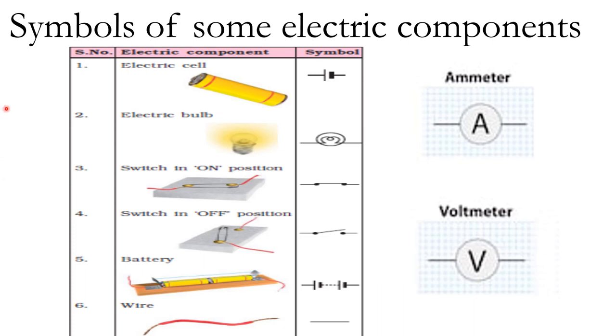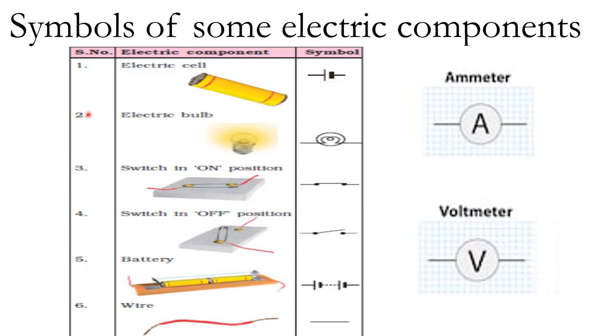Let's have a look at the symbols of some common electric components. Starting with number 1, electric cell. We already know that in a cell there are two terminals, a positive terminal and a negative terminal. Both these terminals are represented by vertical lines but different in length. The longer line represents the positive terminal and the shorter one represents the negative terminal.